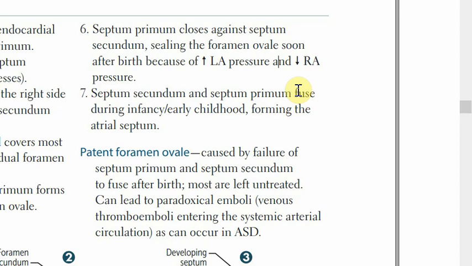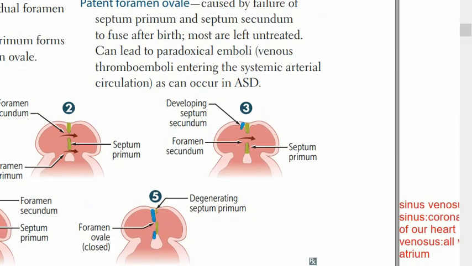So I hope this makes sense. During embryology, we had a hole inside of our heart, and it makes sense. Now it gets important. Why? Because there is a pathology related to it. One-fourth of the population has a patent foramen ovale. It's one-fourth of the population that has this hole.